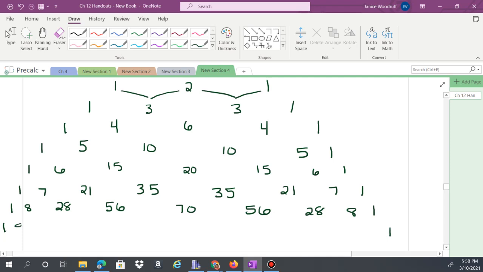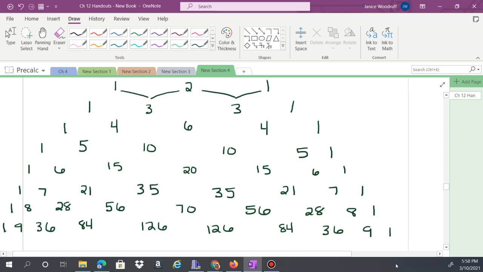1 plus 8, 9. 8 plus 28, 36. 28 plus 56, 84. 56 plus 70, 126. 70 plus 56, 126. 56 plus 28, 84. 28 plus 8, 36. And 8 plus 1, 9.